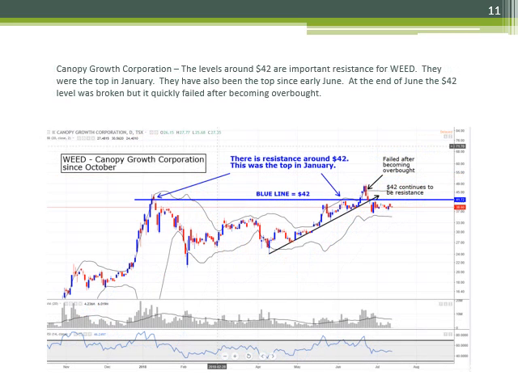All right, Canopy Growth. 42 is an important level. Was a top here. Was a top here. Got over it, but it became overbought. So going forward, continue to watch the 42 level. If you want to buy it, you may wait until it gets above 42.